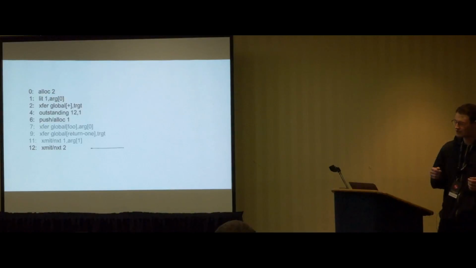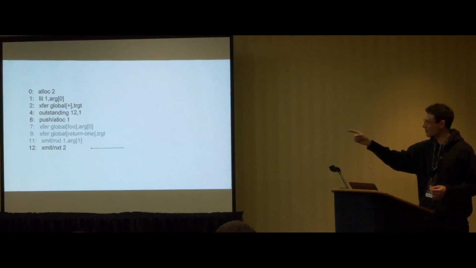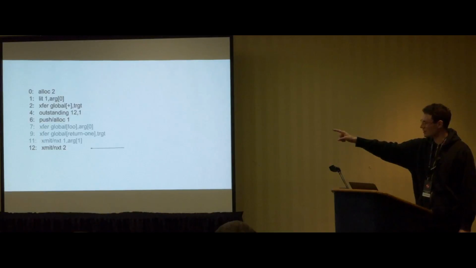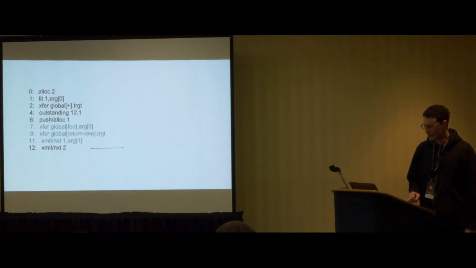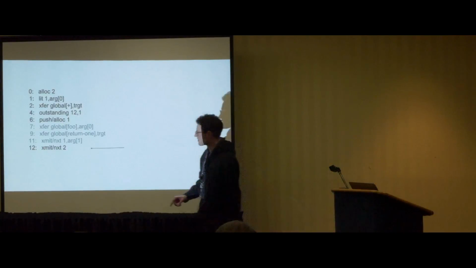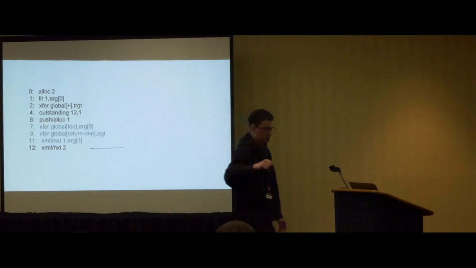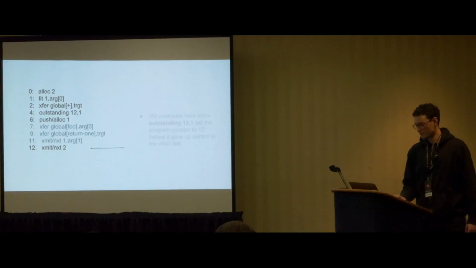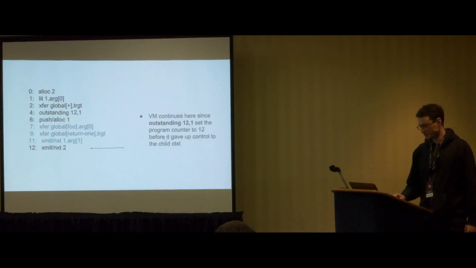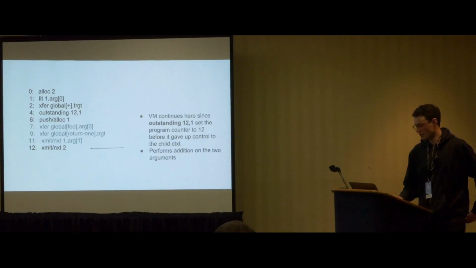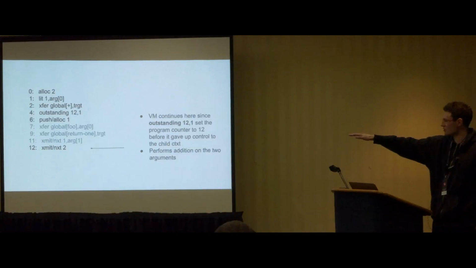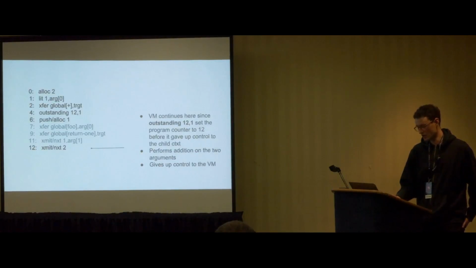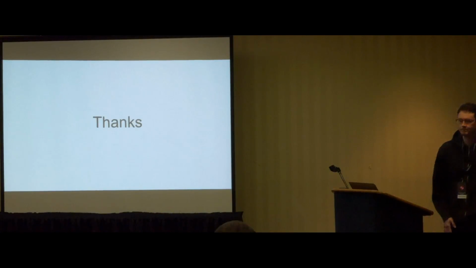Okay, so we just schedule the initial context again. At some point, the initial context will be picked up again by the VM and will run at the 12th position. This is also why we had the 12 here, because we set PC to 12 there for the initial context. So we end there now. And then the dispatch function at position 12 will just perform the addition and give up control to the VM. Yeah, that's it. Any questions?